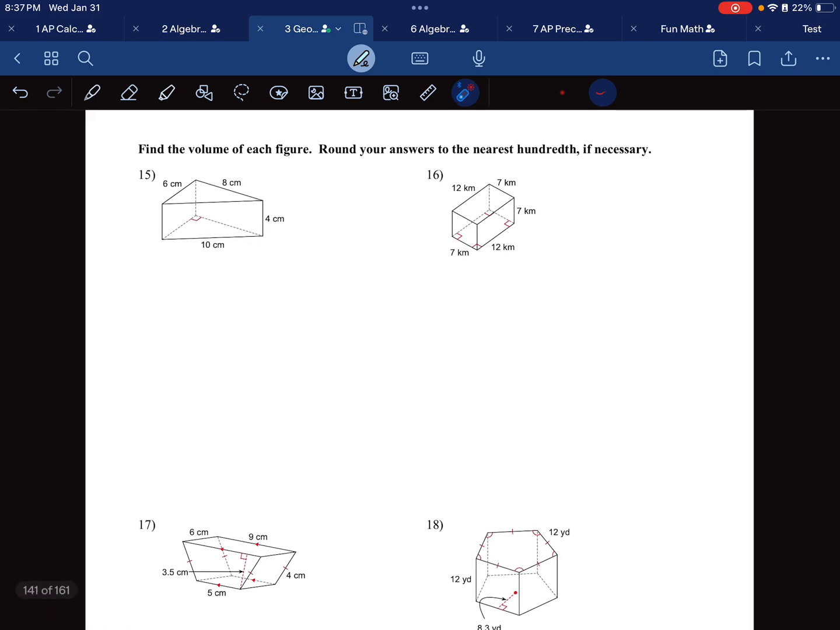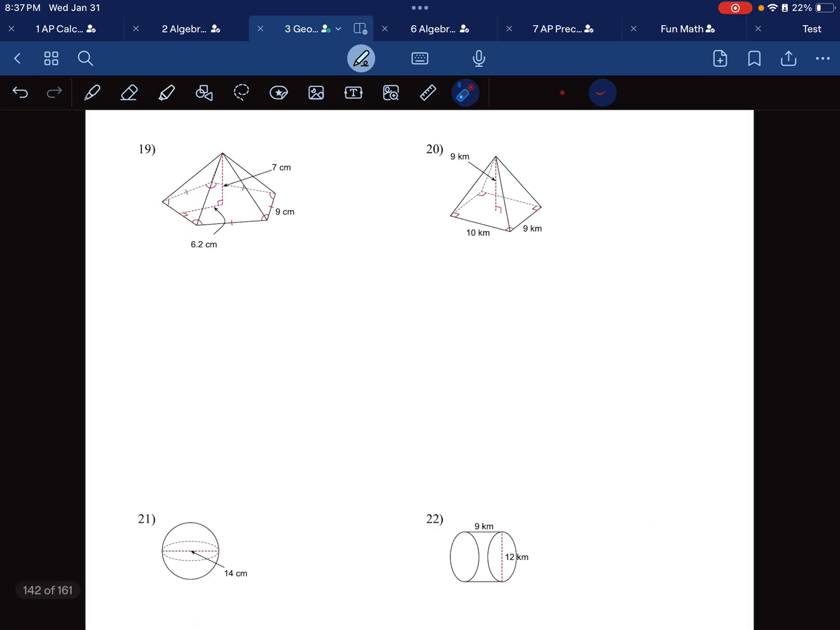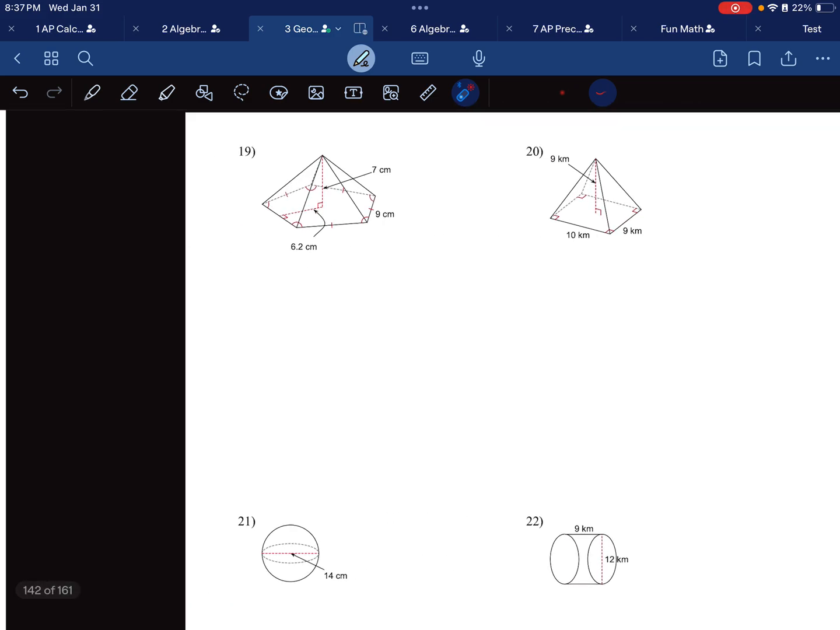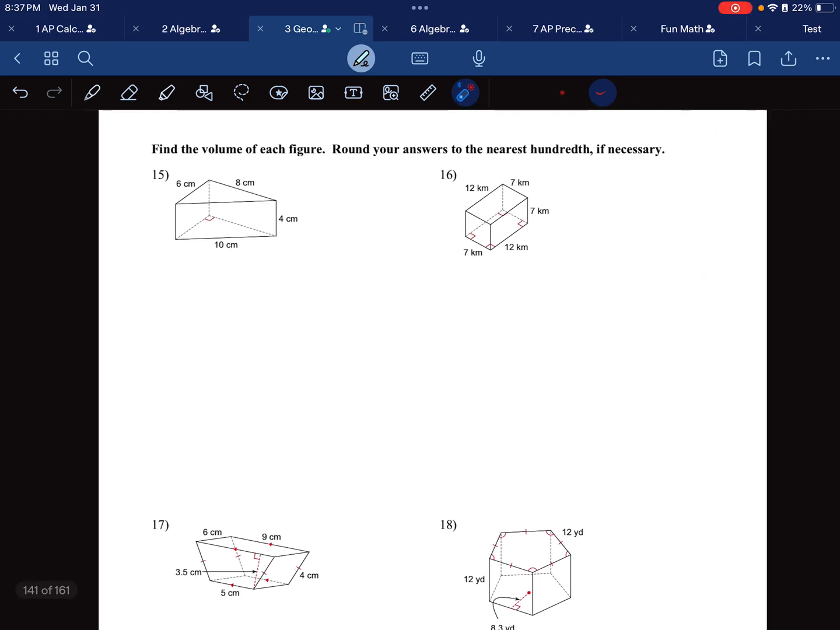All right, so these first few are the easier ones. We're finding volume, and then eventually we'll do 2 pages of that, and then we're going to do surface area, and then 2 pages of that. I consider surface area to be far more difficult. Let's jump into our volume question.